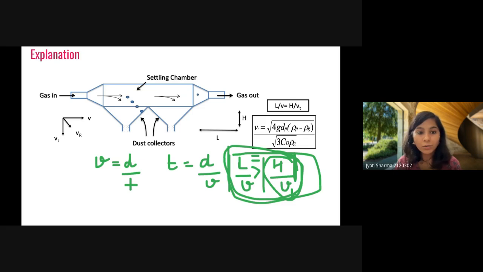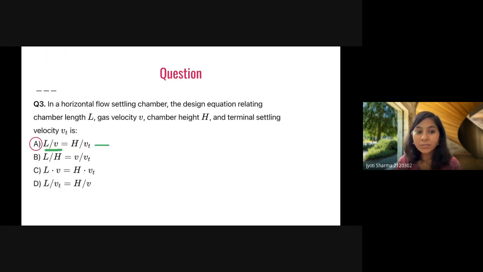So let me show you again. So this one. So I think this is clear now, because this is time, right? This is your horizontal time, this is your vertical time, and your horizontal time should be lesser or equal to the vertical time. So based on that, A is the right answer.